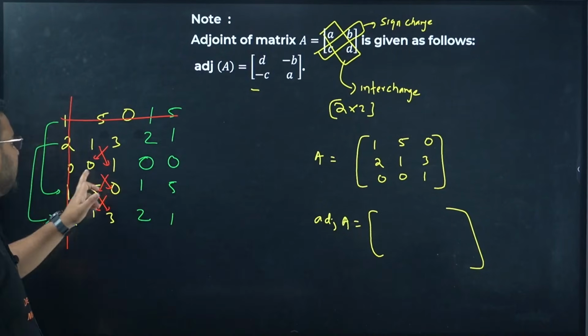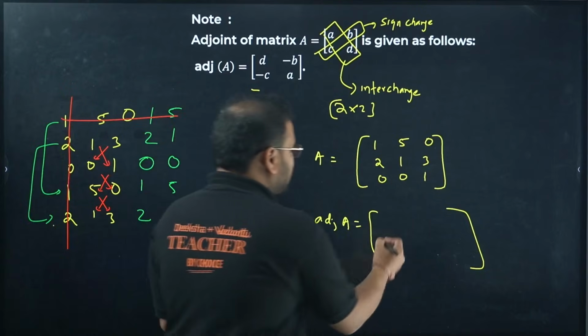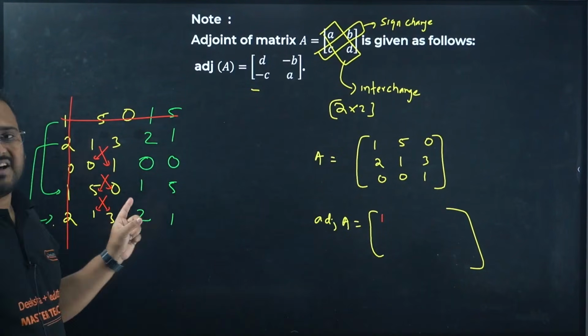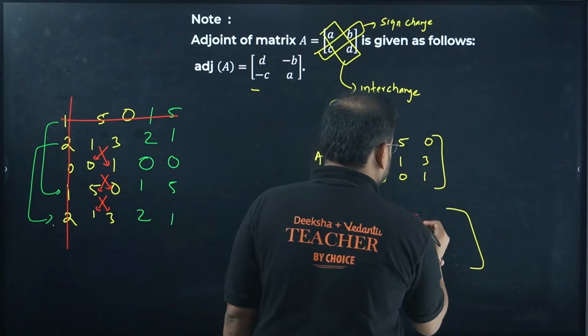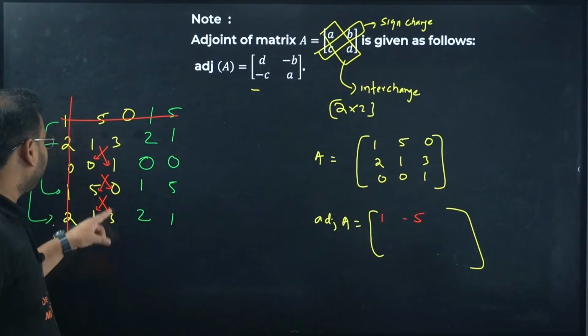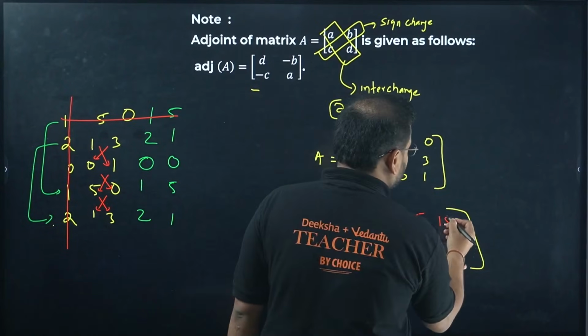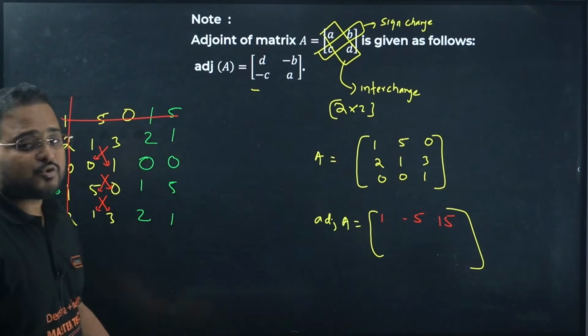1 into 1 is 1, minus 0 into 3 is 0. So first element is 1. Same way, 0 into 0 is 0 and 1 into 5 is 5. Difference will be minus 5. Second element is minus 5. You get here 5 into 3 is 15, 1 into 0 is 0. It means simply 15. That is my third element. This is how you get my first row of adjoint.